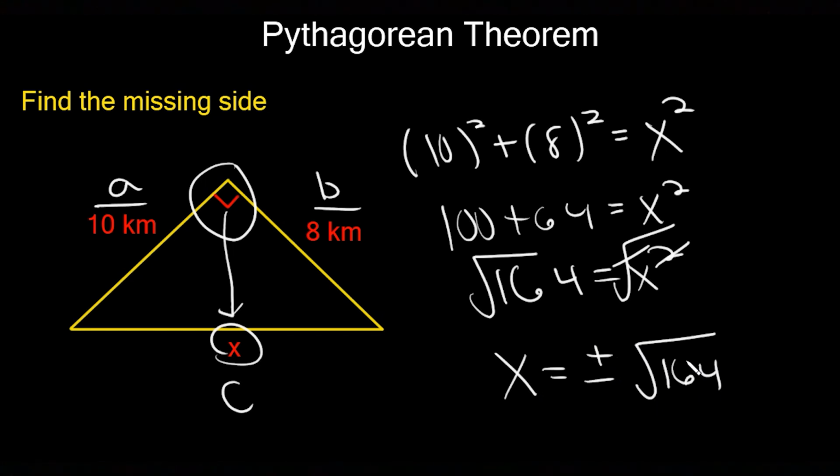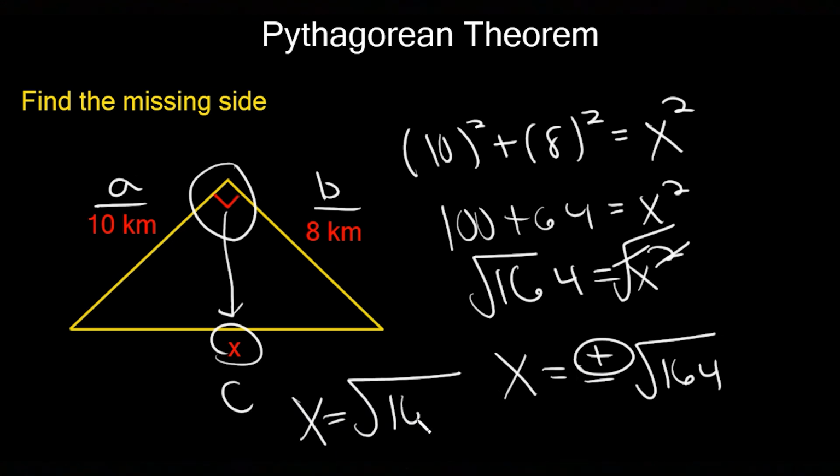Remember, when you take the square root, it's always going to result in plus or minus. But we're talking about a distance here, right? We're talking about a length. So you cannot have a negative length. You cannot have a negative distance, meaning it's going to be positive, right? I'm picking the positive version. You have to think about this logically, right? So my answer here is going to be x is equal to the square root of 164.